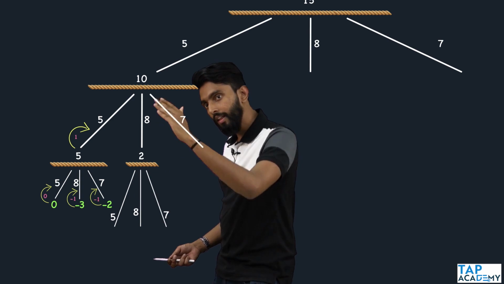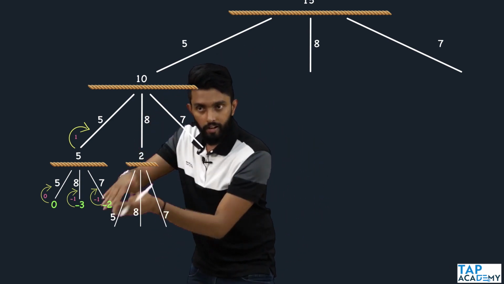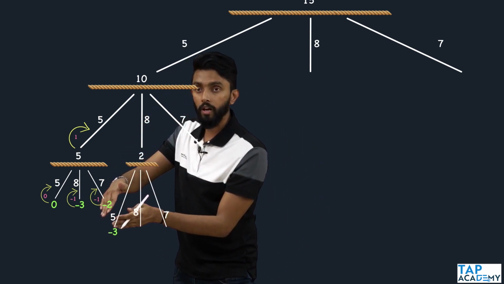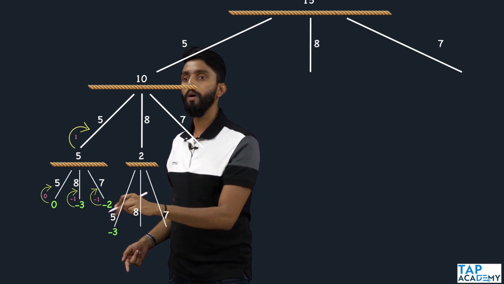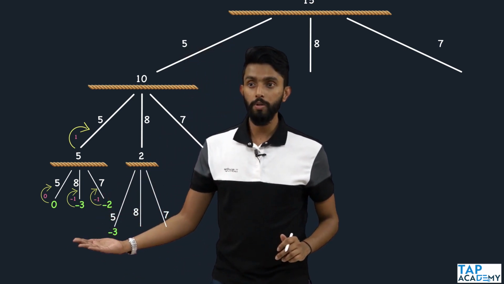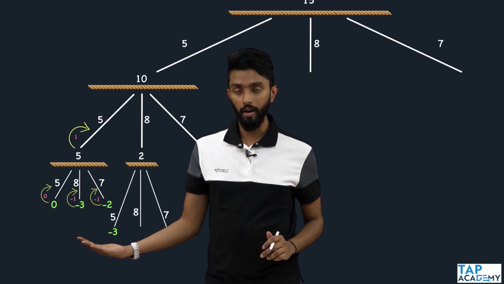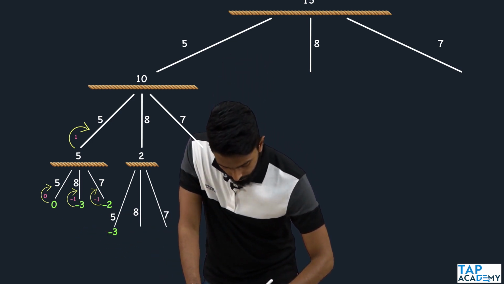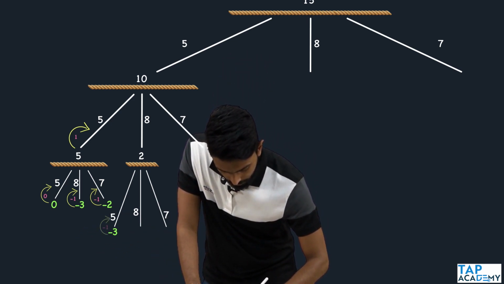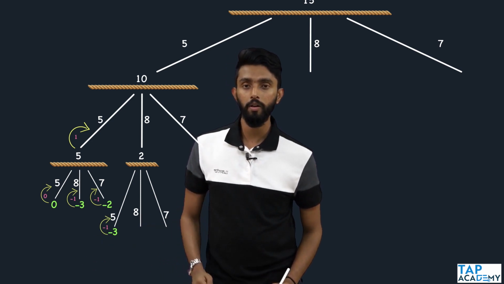5 length cut, 8 length cut, 7 length cut. If I try to cut a 5 length cut, I will get a negative value because 2 minus 5 is minus 3, which means this is not a possibility, right? Since this is not a possibility, this is now going to return minus 1. That is how we have returned it.